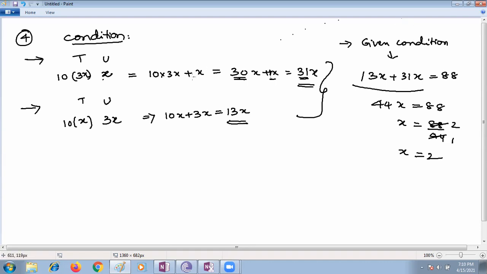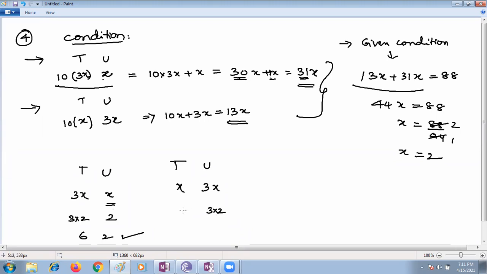What are the numbers? You have to come back here and substitute. Tens place and units place. The tens place is x, the units place is 3x. Given that you are getting x as 2, 3 into 2 is how much, Nana? 6. So our number may be 62, or if we interchange it, 26. This is 3x and x, that is 3 into 2, which is 6, and 2. So 26.